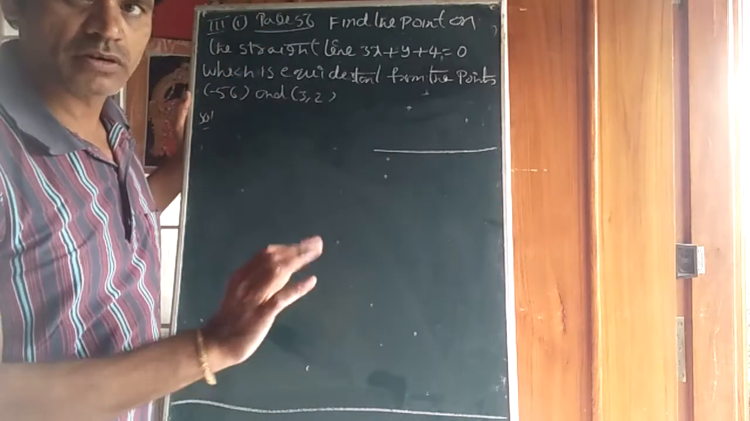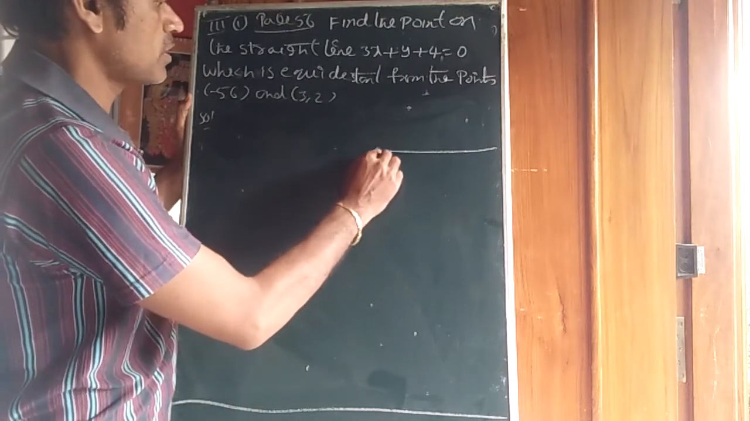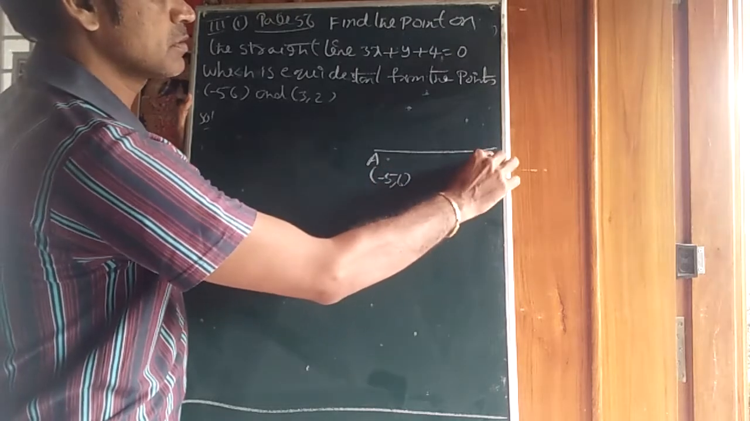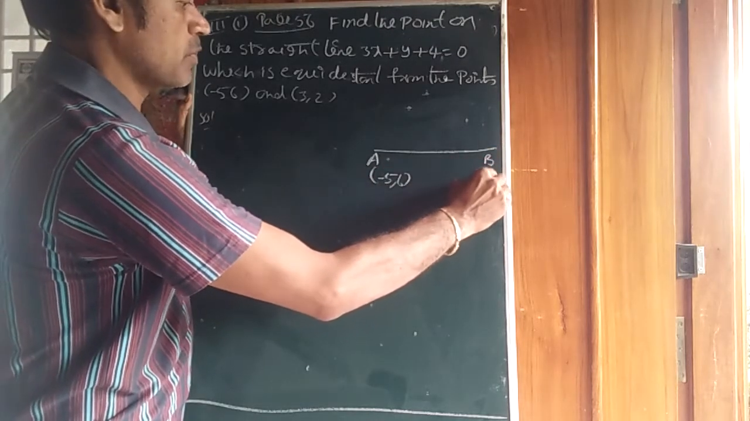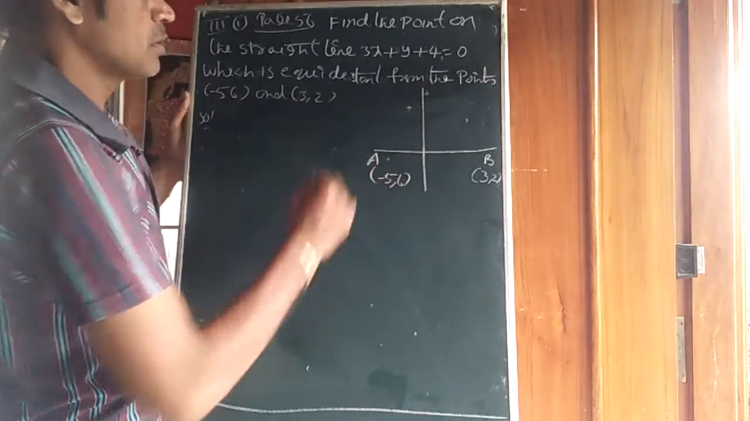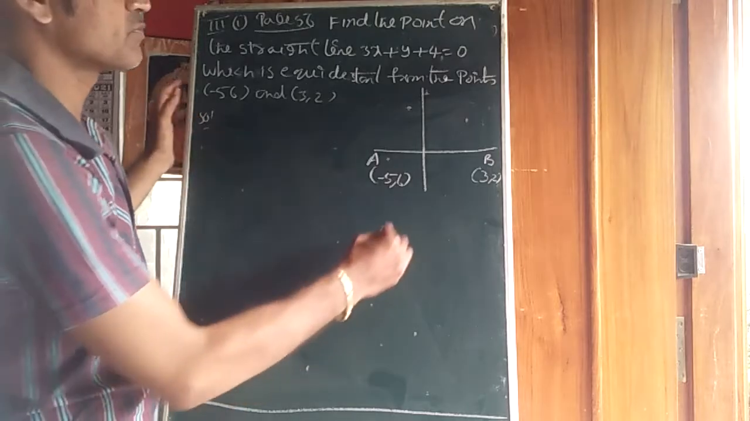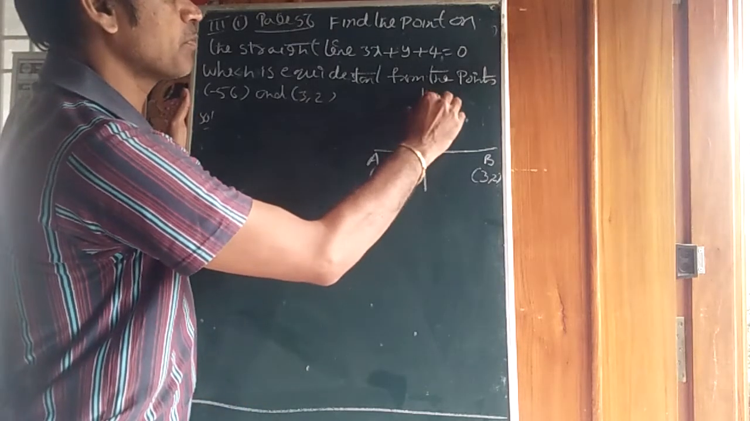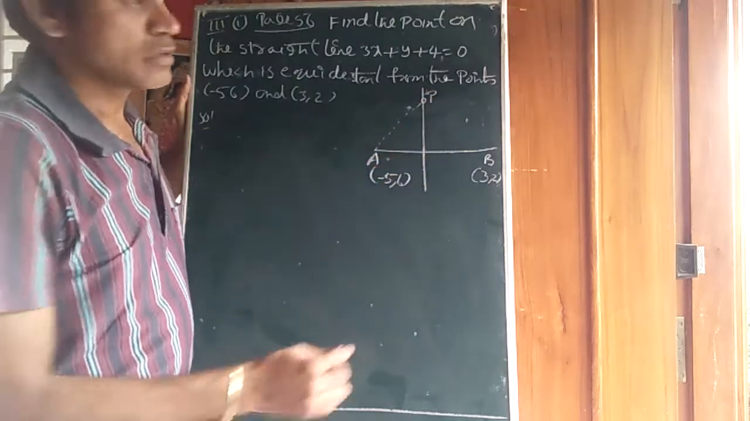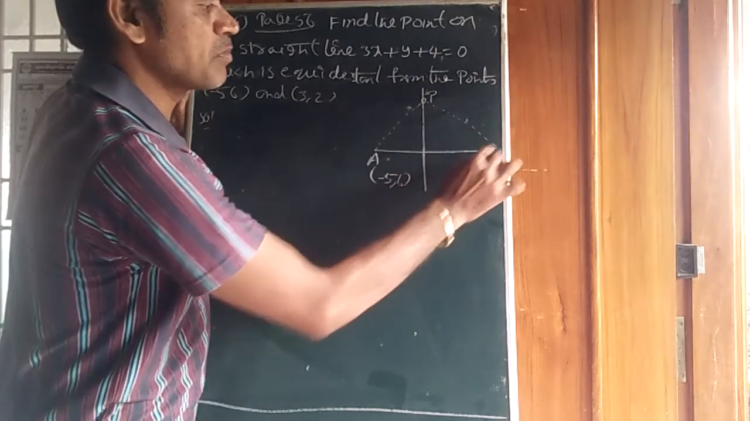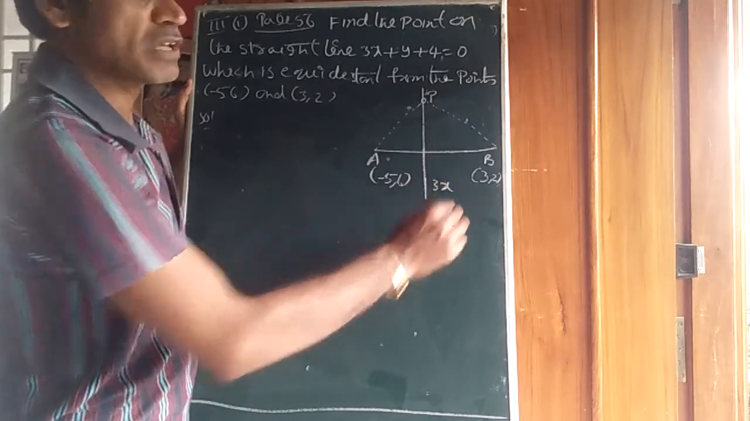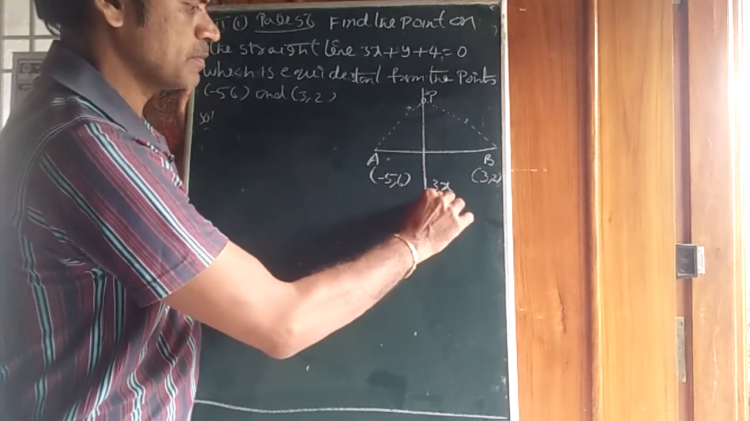Draw the diagram like this. This is a point A, minus 5 comma 6, and this is a point B, 3 comma 2. And this is another line, 3x plus y plus 4 equal to 0. This should be on the point, let P, like this. From P, A and B are equal. This line is 3x plus y plus 4 equal to 0.